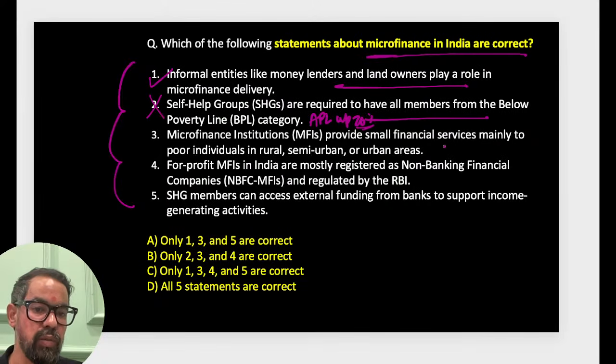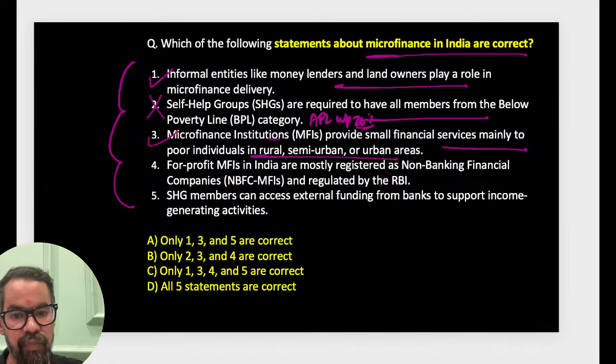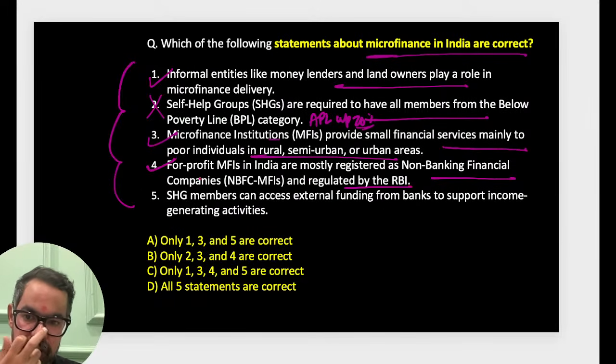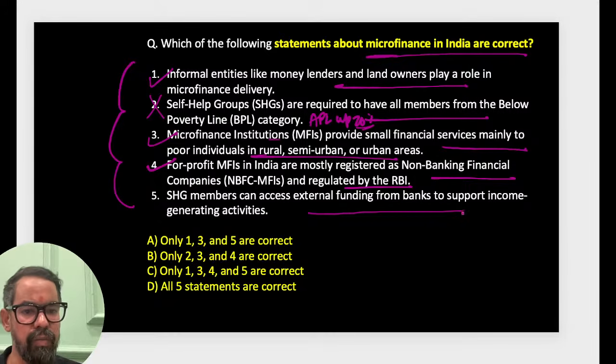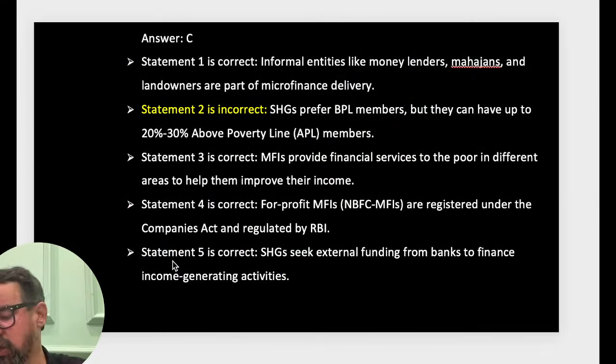Microfinance institutions provide small financial services mainly to poor individuals in rural, semi-urban and urban areas. For profit. MFIs in India are mostly registered as NBFC-MFIs and regulated by RBI. This is also true. The next one is, self-help group members can access external funding from banks to support income generating activities. They can. So 1 3 4 5, 1 3 4 5. So C should be the right answer. C, Anita ma'am, C. 1 is correct. Okay.